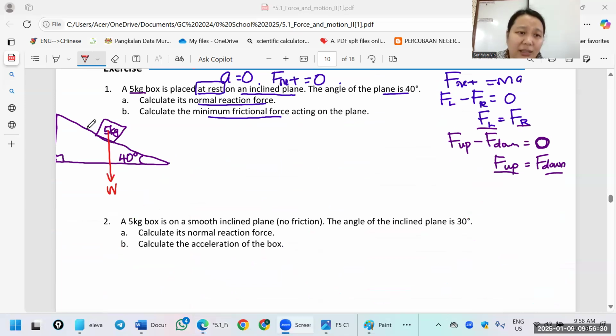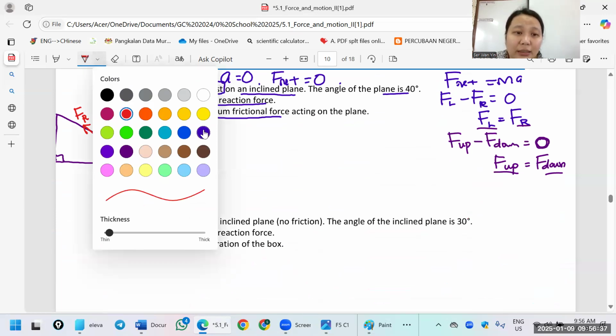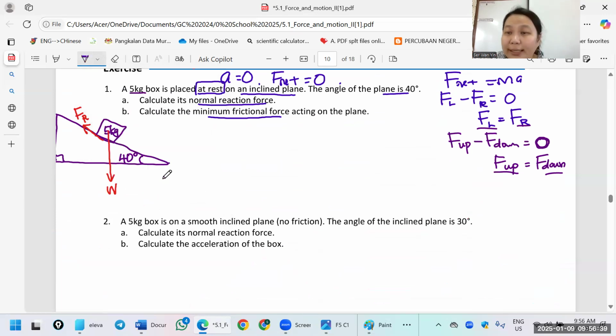FR can, but this is not what I want. 还有嘞，来啦，嘉恩，快，还有什么要画？Normal reaction, yes, normal reaction. Normal reaction like this. Normal to the surface. Yeah, good.